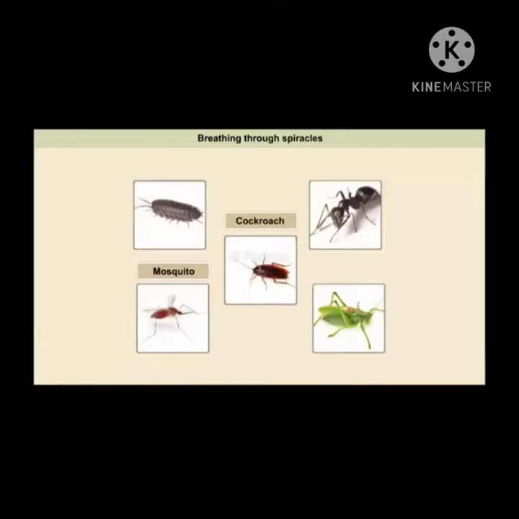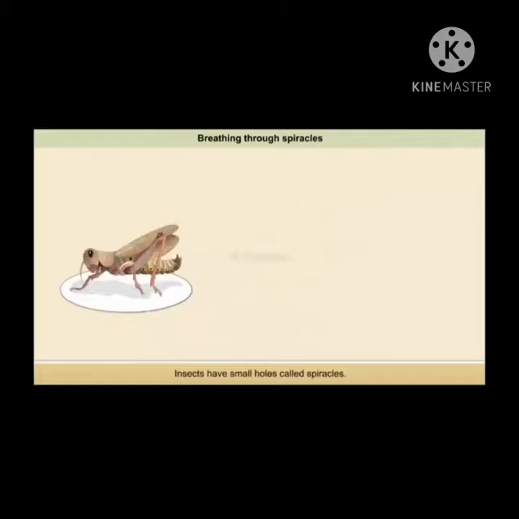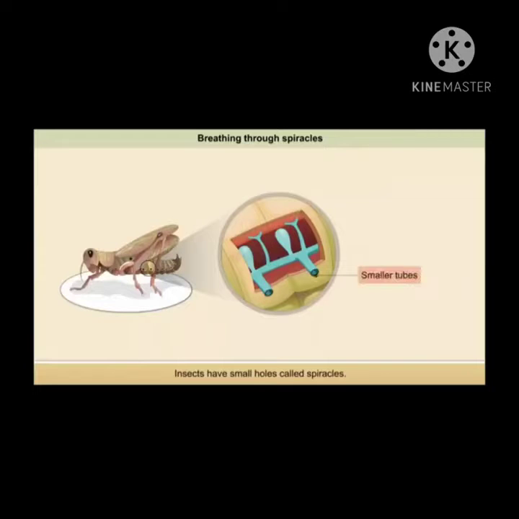Cockroaches, mosquitoes, grasshoppers, lice and ants are some insects. Insects do not have lungs or gills. Their blood does not carry oxygen. Insects have small holes called spiracles. These spiracles are connected to air tubes called the trachea.